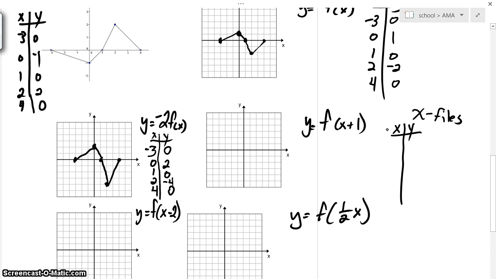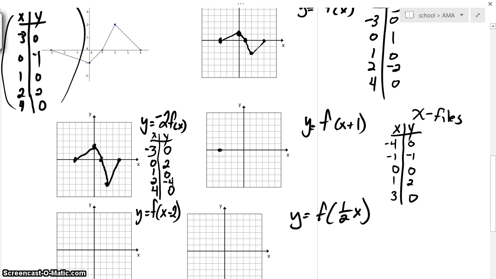So look at your X values in the original table here. -3, if you subtract a 1, you'll be at -4. 0, subtract a 1, you're at -1. At 1, if you subtract a 1, you're at 0. 2, subtract a 1, you're at a 1. 4, subtract 1, you're at 3. And the wonderful thing is your Y values right now are going to remain unchanged.